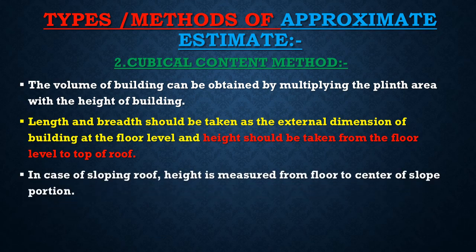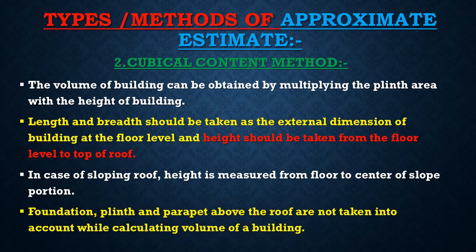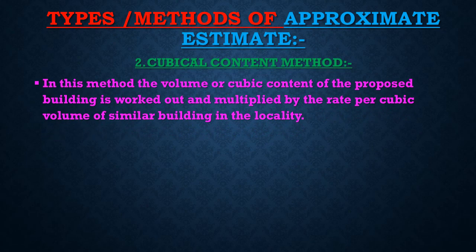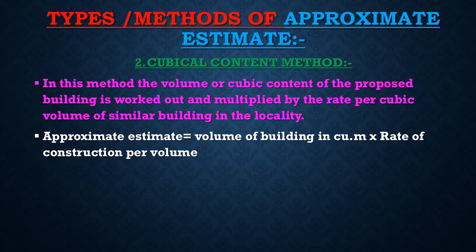For a multi-story building, the height should be taken from the floor level of one story to the top of the next higher floor. In case of a sloping roof, height is measured from the floor to the center of the slope of projection. Foundation, plinth and parapet above the roof are not taken into account while calculating the volume of a building. This volume or cubic content is multiplied by the rate per cubic volume of a similar building in the locality. Therefore, the approximate estimate by this method is equal to the volume of a building multiplied by the rate per volume.